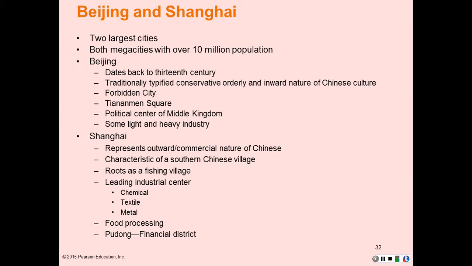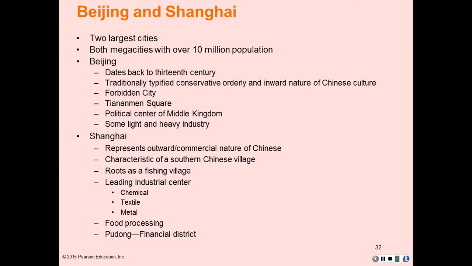Beijing and Shanghai are the two largest cities within China. Both are megacities with over 10 million people in population. Beijing, as a city, dates back to the 13th century and traditionally typified conservative, orderly, and inward nature of Chinese culture, cutting off that globalization. Examples of this include the Forbidden City and Tiananmen Square, which are cultural centers for the entire country. It's also the political center of what the Chinese call the Middle Kingdom of China. Here in Beijing, we see light and heavy industry, and as I've said as well, development of an information technology industry and service industries.